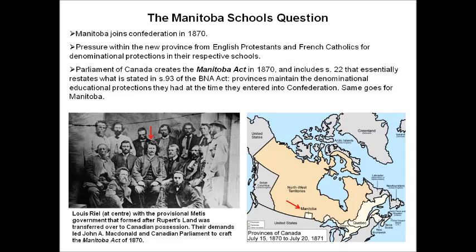And it includes Section 22 in the Manitoba Act that essentially restates what is stated in Section 93 of the BNA Act, namely that the provinces maintain the denominational educational protections they had at the time they entered into Confederation. And the same goes for Manitoba, okay? So this is what they thought when they were entering in. They said, okay, well, we've got those protections. It's written right into Section 22 of the Manitoba Act, and it's the same basic wording as you find in Section 93.